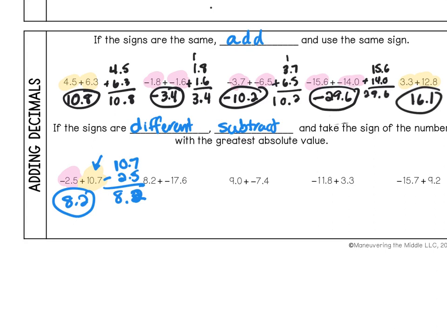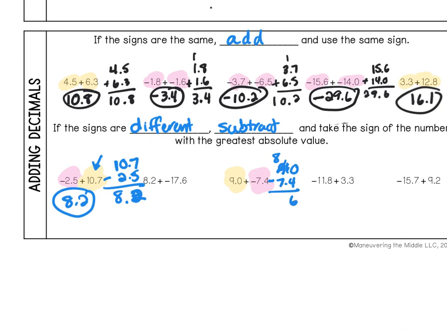So I'm going to highlight 9 and 0/10 in yellow because it's positive, and 7 and 4/10 in pink because it's negative. And the number with the highest absolute value is 9 and 0/10. I'm going to subtract since they're different signs, and I'm going to take away 7 and 4/10. Now in this case, I have to borrow. 0 minus 4, I need to borrow something from the tens column and the ones column in this case.